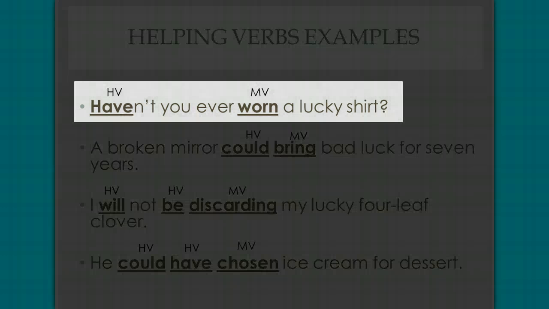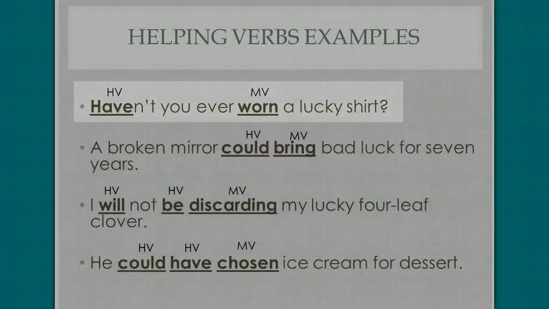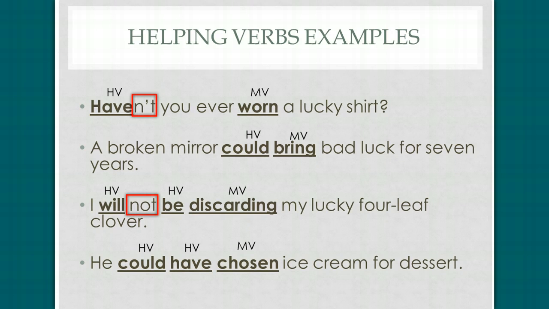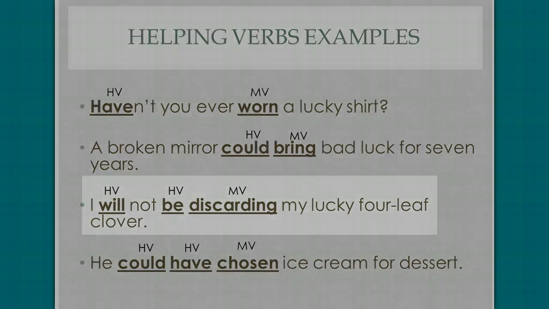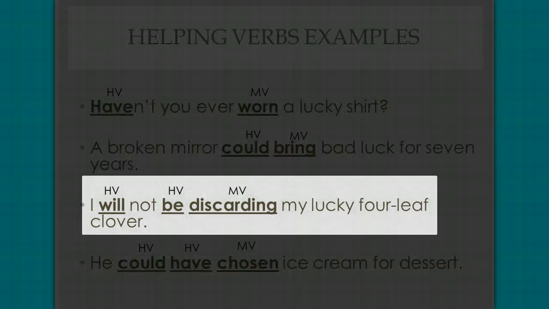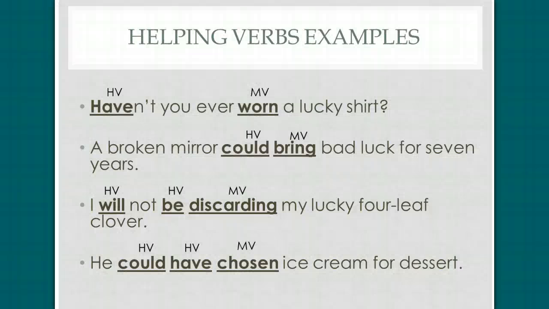In the first sentence, which is a question, haven't you ever worn a lucky shirt? The helping verb have assists the main verb worn. Please note and remember that not and n't are never part of the verb phrase, even if they come between the helping and main verbs. In the second sentence, a broken mirror could bring bad luck for 7 years. The helping verb could helps the main verb bring.